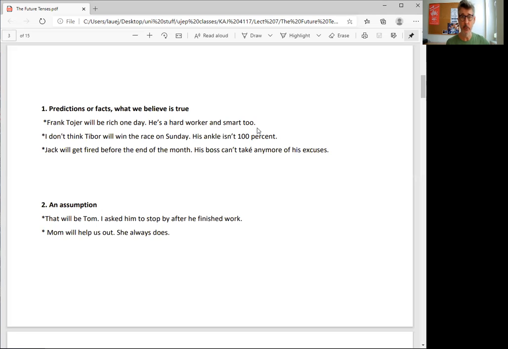So now this is future. I don't know that for sure, but it's a prediction. All right. Or we have the second one: I don't think Tibor will win the race on Sunday. His ankle isn't 100%. Maybe Tibor will win the race, we don't know, but this is a prediction I'm making because I know that Tibor's ankle is injured, that he has a little trouble with his ankle. So again, a prediction.